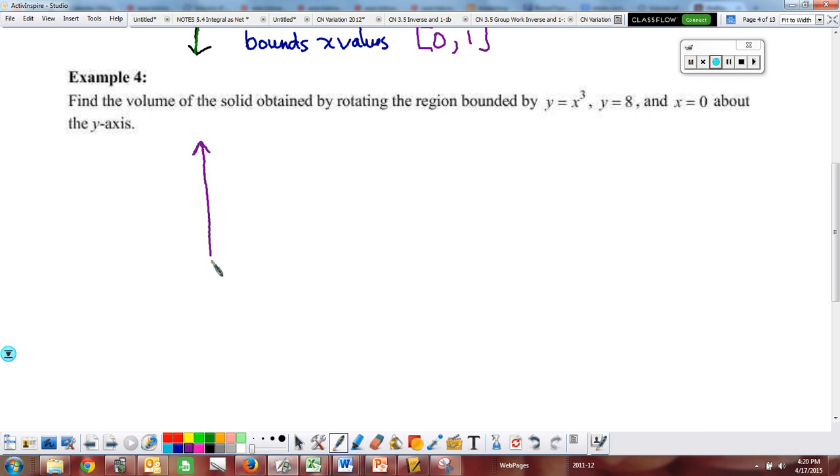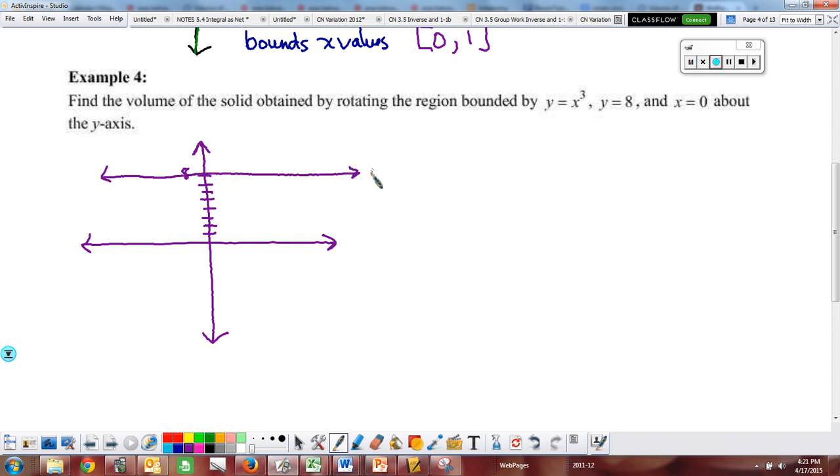So I'm going to start with the sketch, just like we did with the section 7.1. I need to go all the way to y equal to 8 for one of my boundary curves. So let's make this pretty small. 4, 5, 6, 7, 8. So there's my y equal to 8. Okay. I need x equal to 0. X equal to 0 is the y-axis.